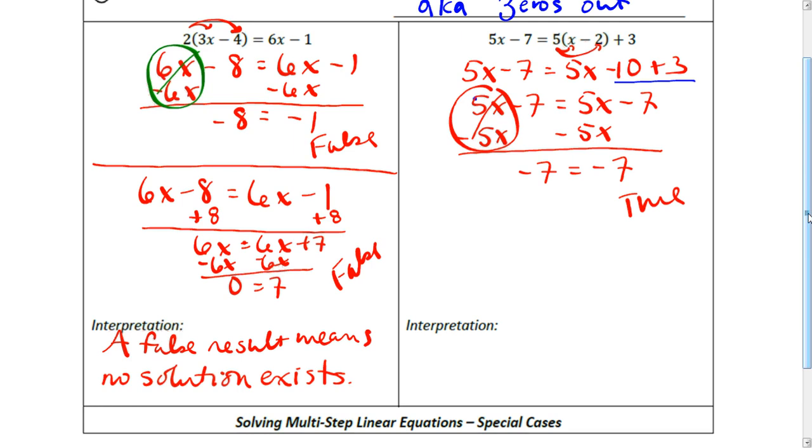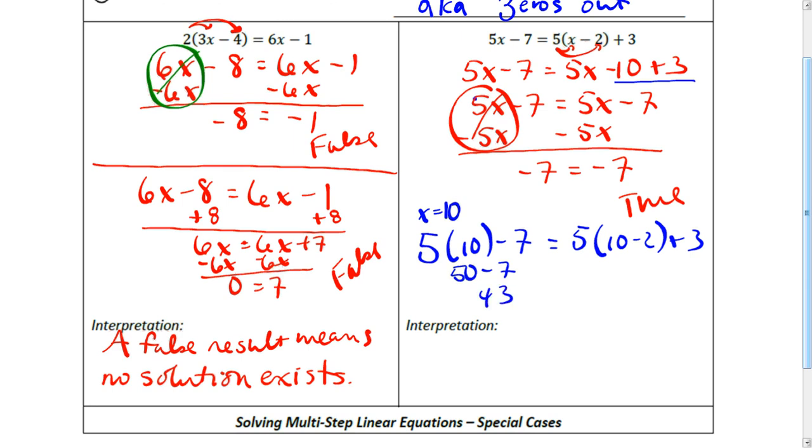And here's the crazy thing, okay? If you plug in any number for x, so let's say x equals 10, okay, 5 times 10, I can't write. If I had the time to edit this, all of this would go away. So 5 times 10 minus 7 is equal to 5 times 10 minus 2 plus 3. So if I do this, I get 50 minus 7, I get 43. Over here, I get 5 times 8 plus 3. So that's going to be 40 plus 3, which is 43. That's going to hold true for every number that you plug in.